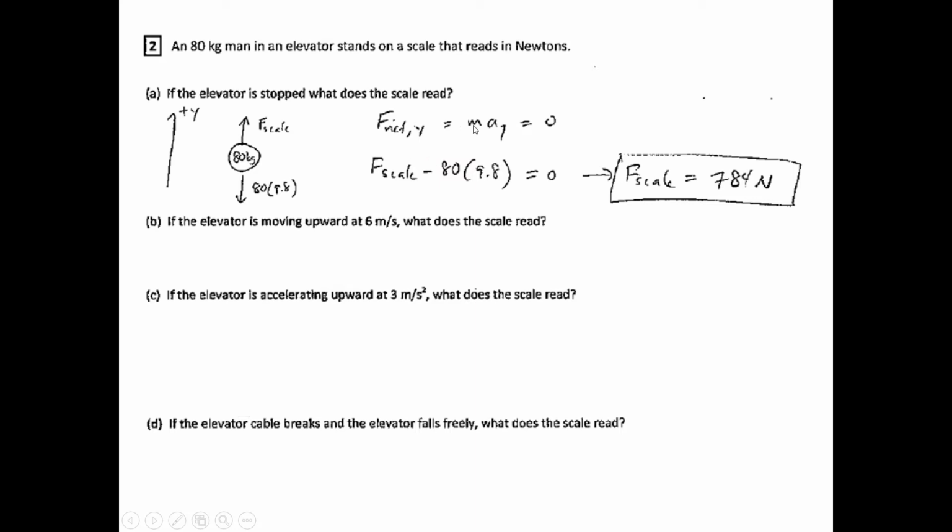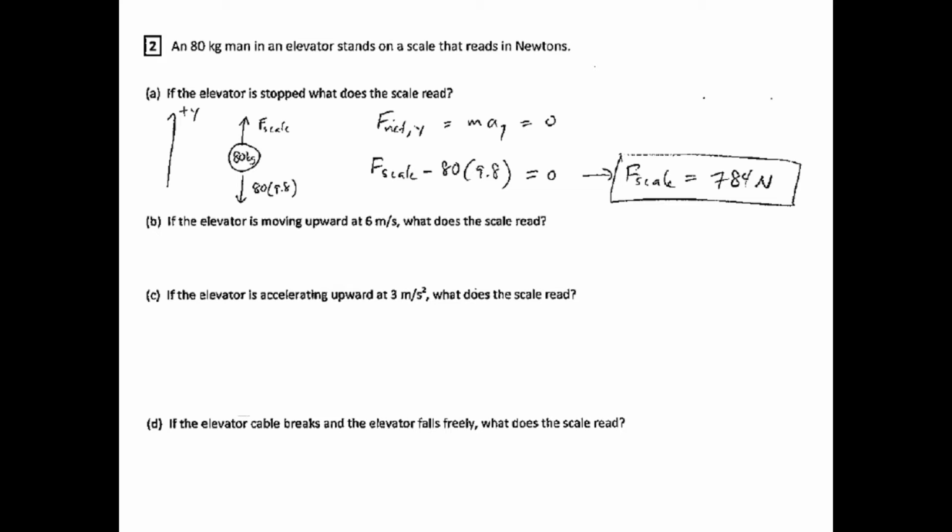Okay, and we already decided that the right-hand side is equal to 0. So the sum of those two equals 0, and we can solve for the scale force. Now, technically what this means is we've solved for the force of the scale upward on the man. And that might sound a little bit confusing, but scales are calibrated to give the force that the object that is placed on them pushes down on the scale.